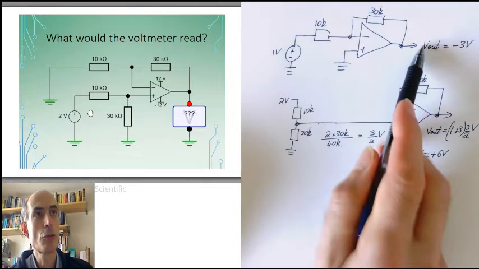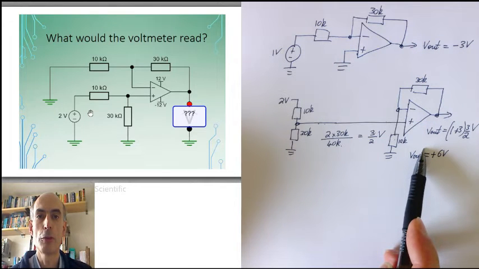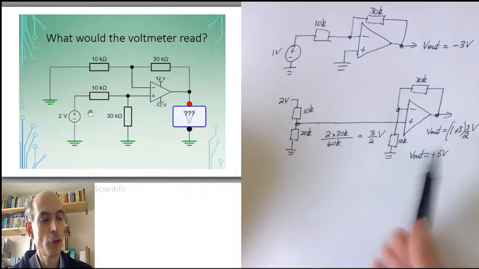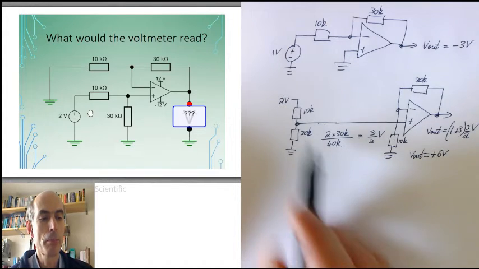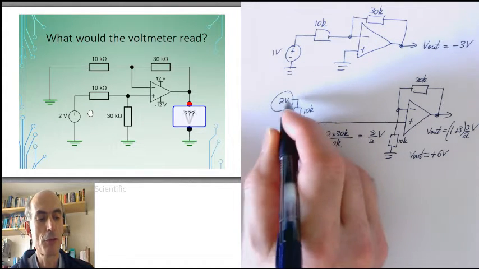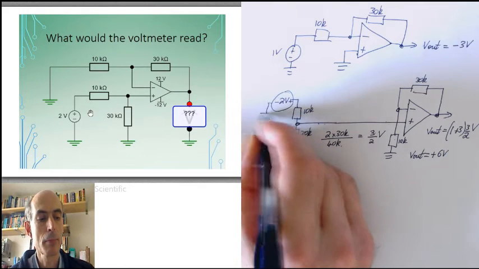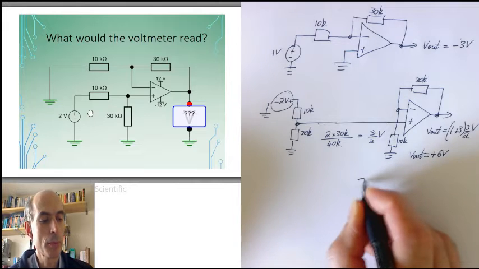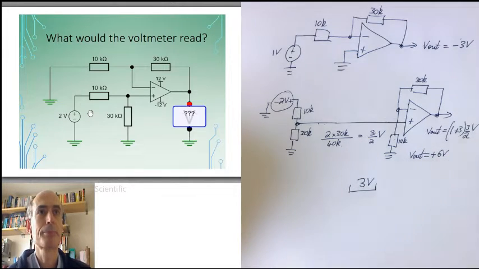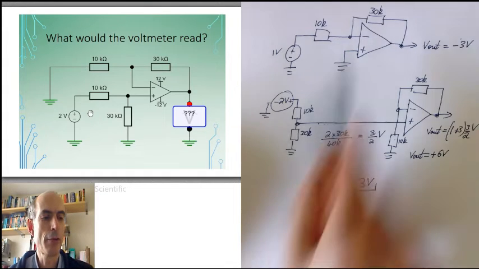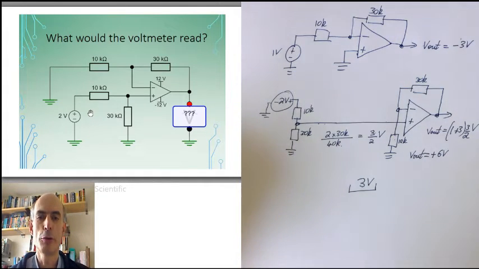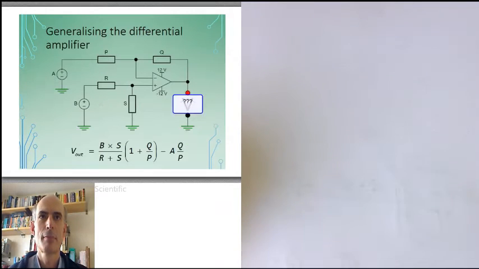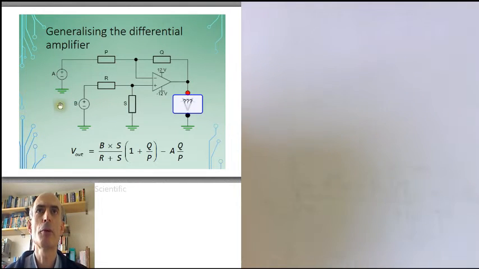So those are our two contributions to the output voltage, which means that the total output voltage, when both of these inputs were present at the same time, should be the sum of these two contributions to the output, or 3 volts. We can generalize this for any values of resistors or input voltages. For example, this generalized version of the circuit here.